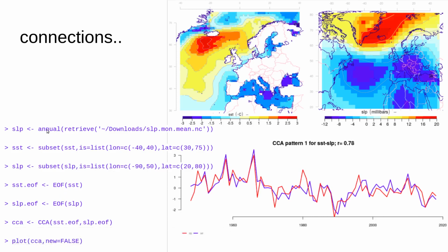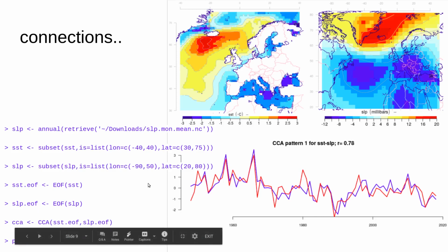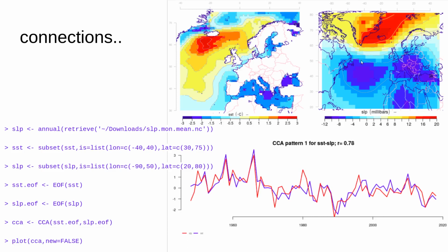So these are basic annual data here, annual mean, and then carry out the CCA analysis, and then plot the CCA here. So you can see that here are the sea surface temperatures, and here are the mean sea level pressures. The patterns that are the most correlated, so it's correlation 0.78, and here you can see the two together. So this is basically the analysis.